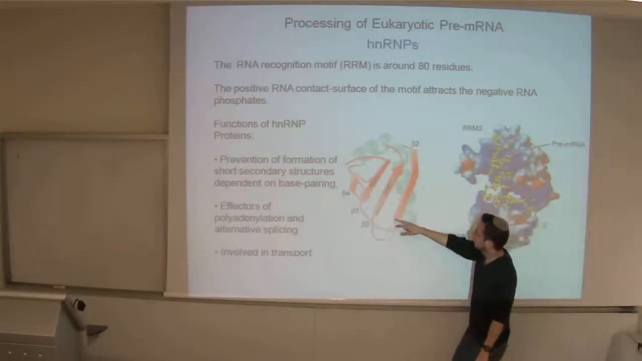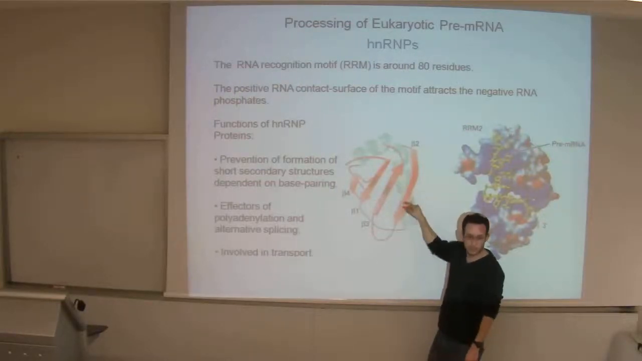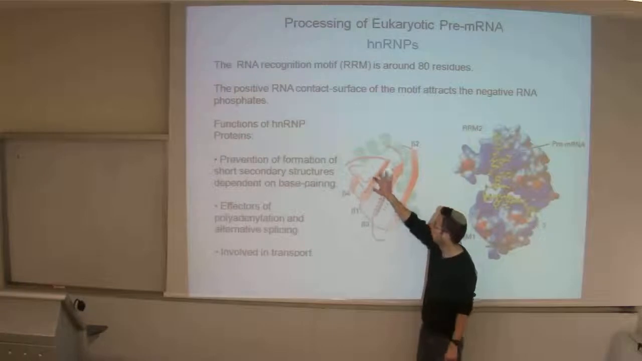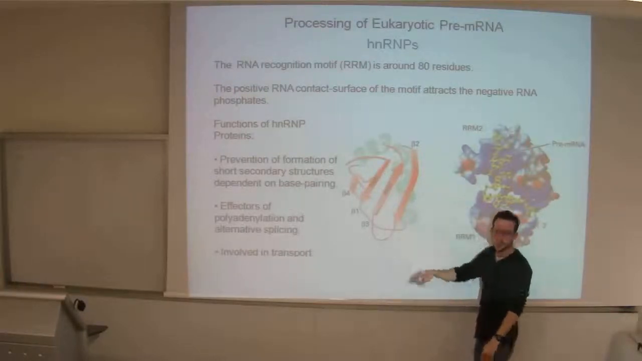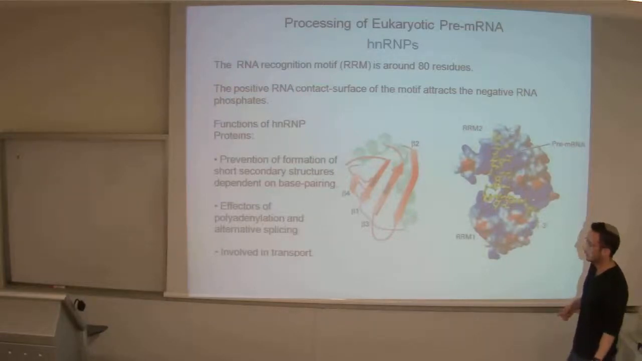The ribbon model will show that the RRM motif is built from 4 beta strands and 2 alpha helices, and that the 2 internal beta strands are exactly where the RNA is being recognized.